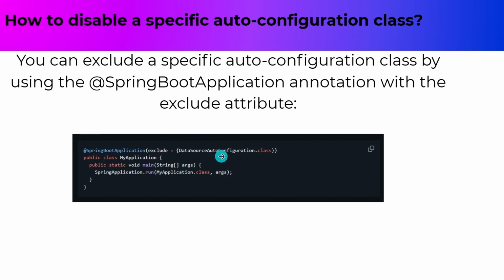So what will happen is, whenever the component scan happens, by that time Spring will detect these classes. After detecting these classes, Spring will not create beans for them. So here I have declared DataSourceAutoConfiguration, so Spring will not create a bean for the data source class.